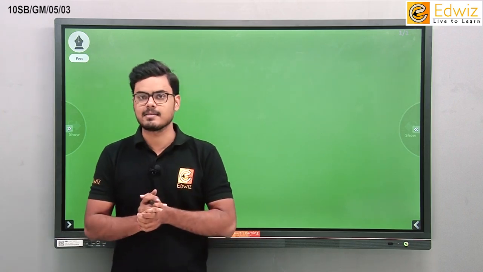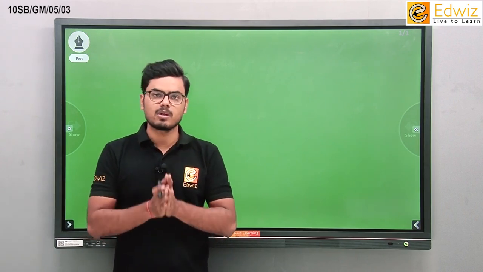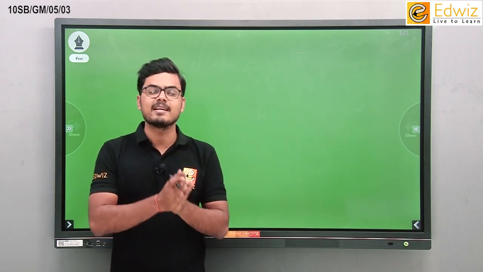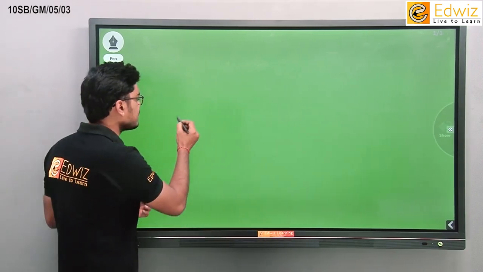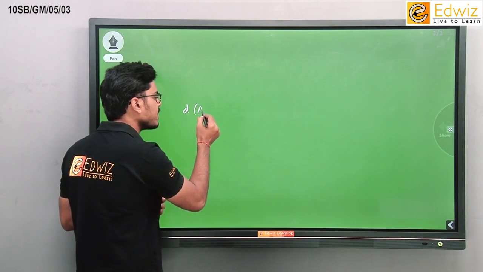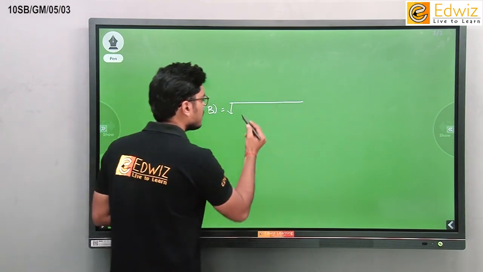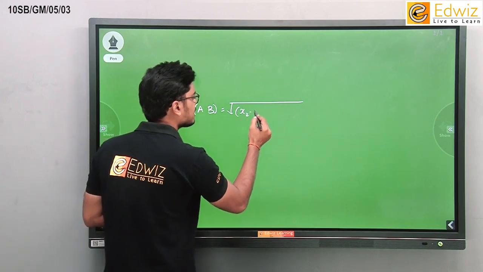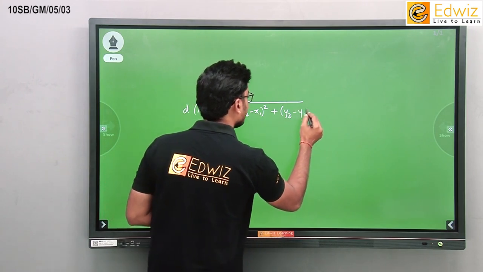on the coordinate axis, if we plot 2 points anywhere on graph paper and we have to find the distance between them by a formula, we can do that by using the distance formula, that is distance between 2 points, suppose A and B, is equal to square root of x2 minus x1 the whole square plus y2 minus y1 the whole square.